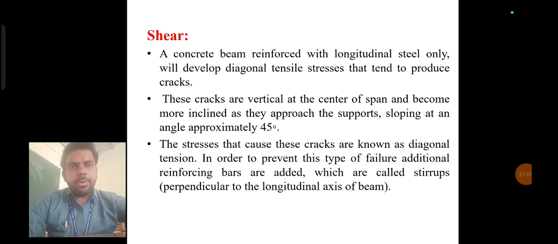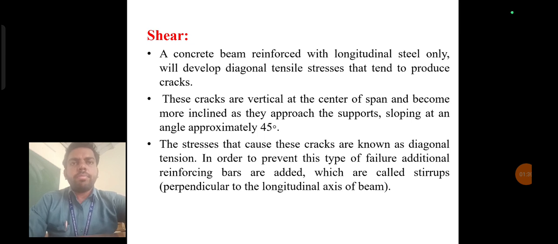In order to prevent this type of failure, additional reinforcement bars are added, and these bars are called stirrups. These should be placed perpendicular to the longitudinal axis of the beam.